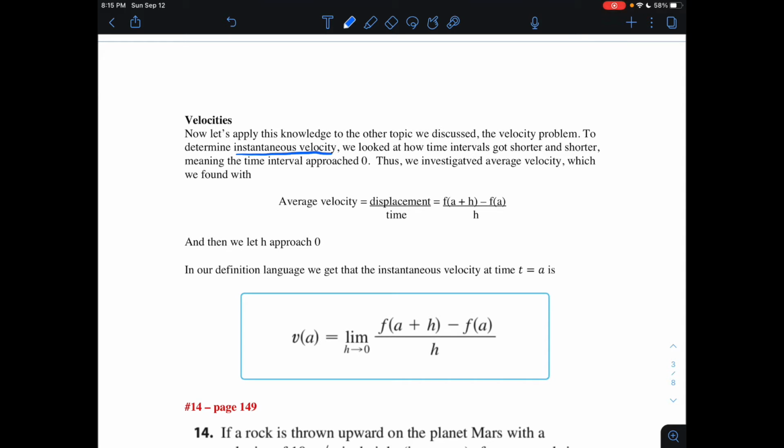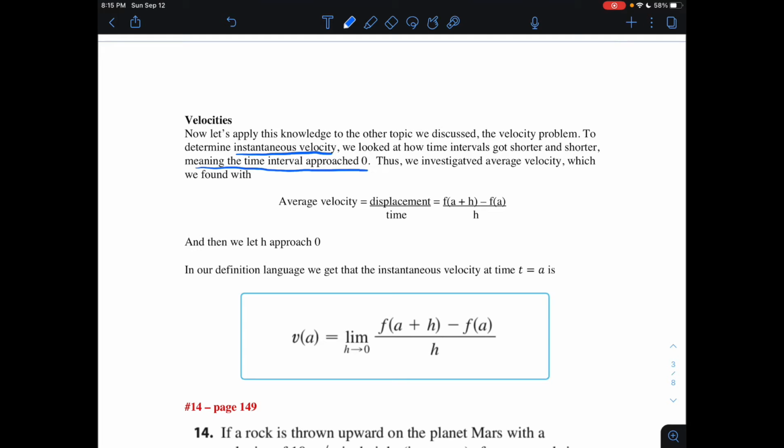So to determine instantaneous velocity, we looked at how time intervals got shorter and shorter, which means that the time interval approached zero. Thus, we investigated average velocity, which is equal to displacement, the change in position, divided by the change in time, and we can write that as f of a plus h minus f of a divided by h. And then we let the length of the time interval approach zero.